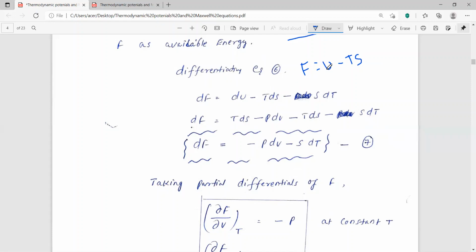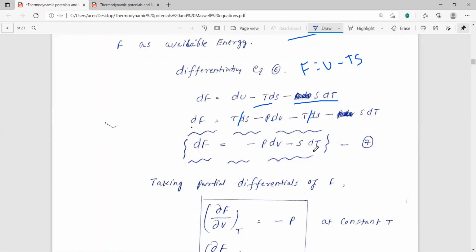If you differentiate U, you can get dU. If you differentiate TS, what do we get? Minus TdS minus SdT. As usual, you can substitute the value of dU in this equation. What is the value of dU? TdS minus PdV. So again, we can write these terms as they are, minus TdS minus SdT. We can cancel these two terms, TdS minus TdS. So we have dF equal to minus PdV minus SdT.